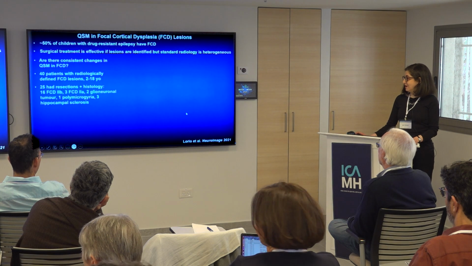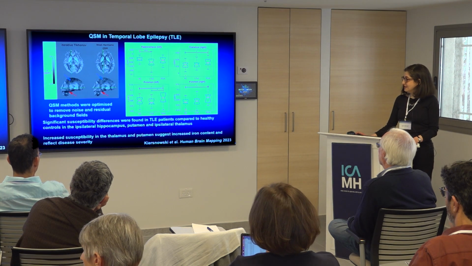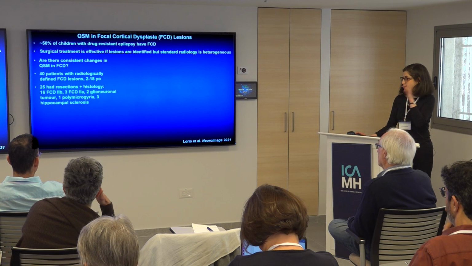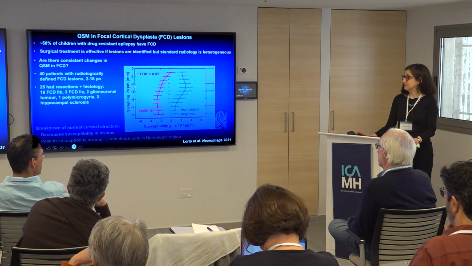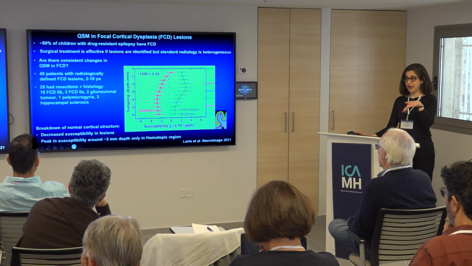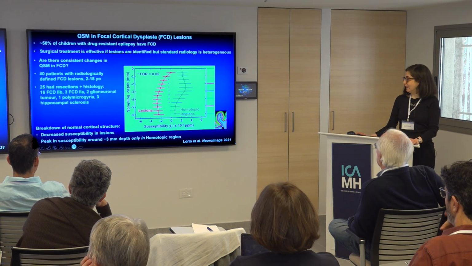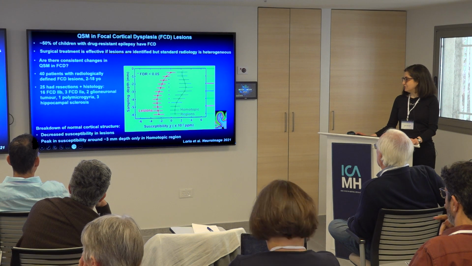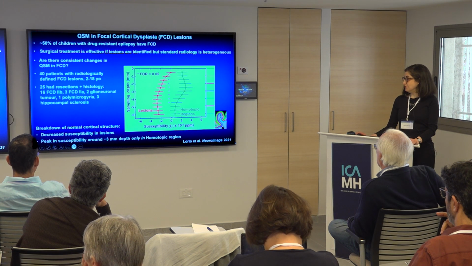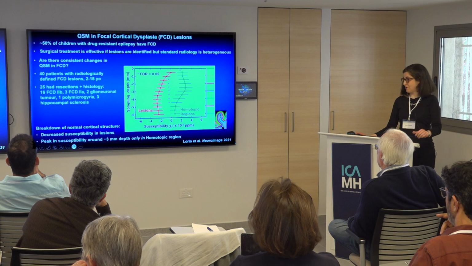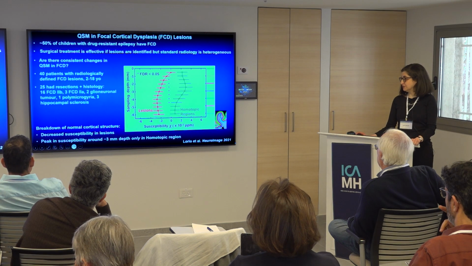So that's in temporal lobe epilepsy. We also looked at focal cortical dysplasia lesions, and it's a different group. These are children with FCD, and we looked now inside the cortical layers in the brain, and found actually that the susceptibility distribution that you get in the healthy homotopic regions on the other side of the brain was kind of disrupted in the lesions.